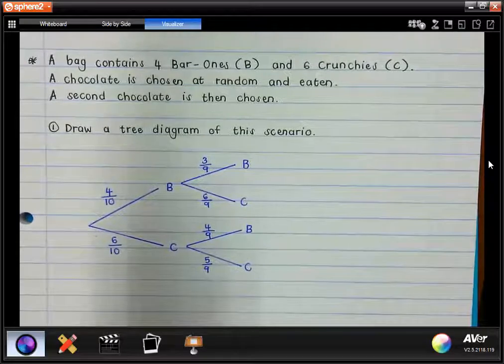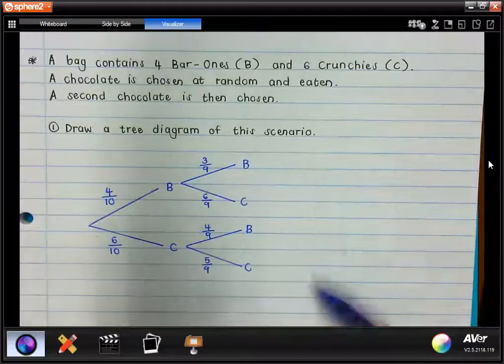Okay, so this is a very particular type of question. All right, if you're taking something out and you're not putting it back in the bag, then your probabilities have to change. What if the question said you're taking the chocolate out and then you're putting it back? Would these probabilities all have to change? If I'm taking it out and I'm putting it back, I'm still going to have 4 bar ones and I'm still going to have 10 chocolates as well. I'm still going to have 6 crunchies and still 10 chocolates. All right. The thing here is that we are eating the first chocolate. So that is why after taking out the first one, the numbers in the bag have all changed. Okay. I hope that makes sense.